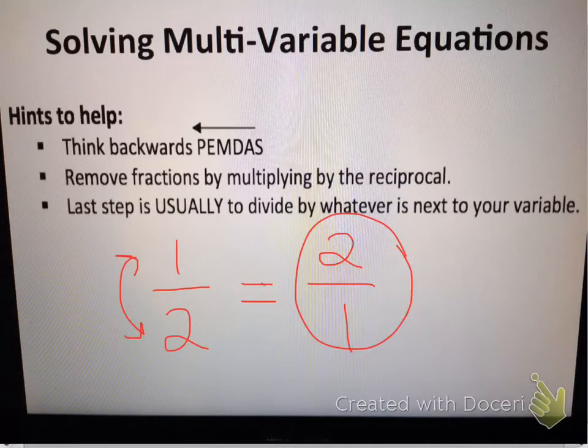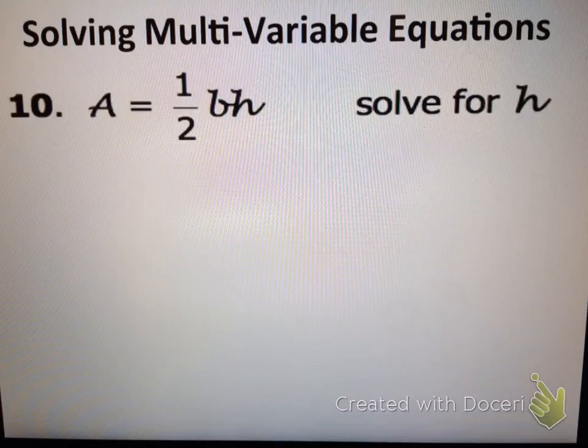Now, the last hint is that the last step is usually to divide by whatever is next to your variable. This is almost always going to be the case, but as we work through the next couple of slides, I'll show you what this looks like.